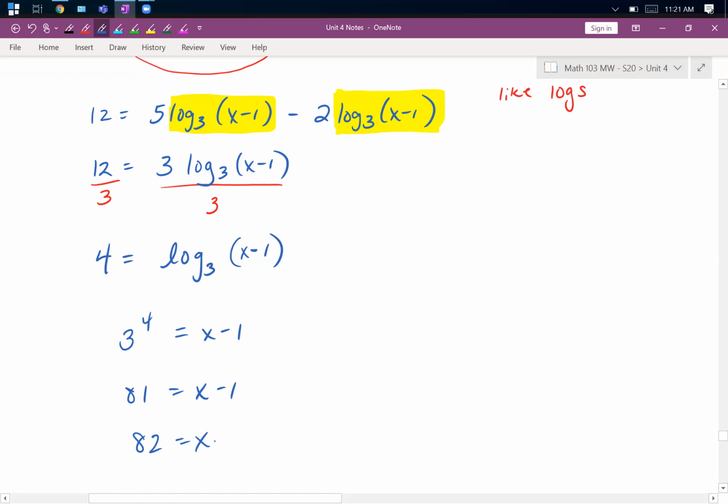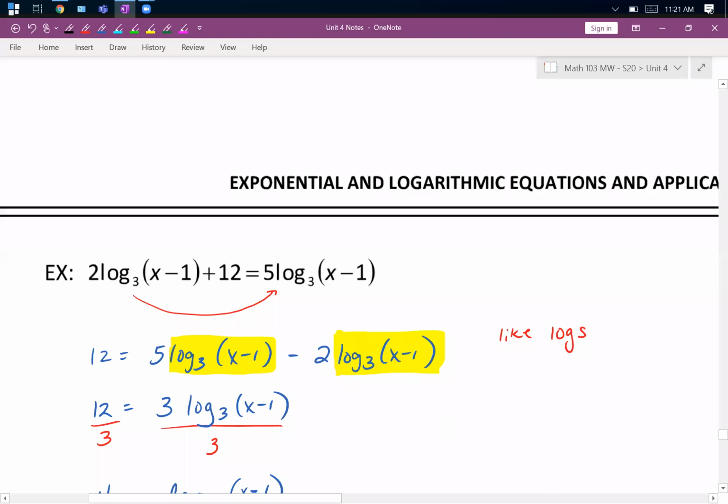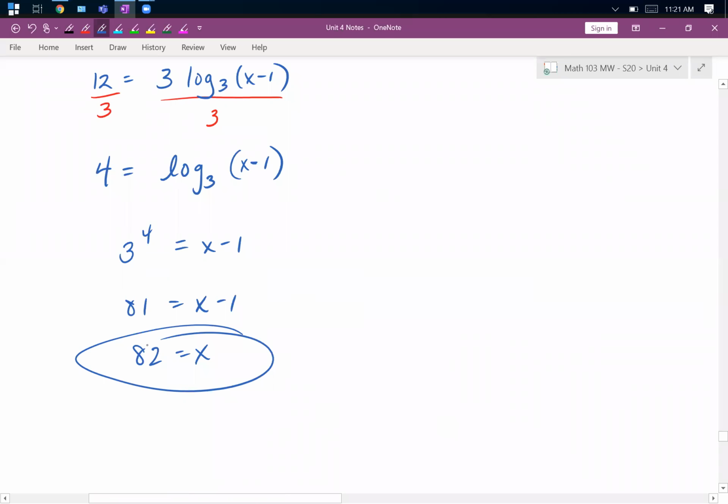Before we circle our answer and move on, we need to do a quick check and make sure that when I take 82 and plug it into my original arguments, I don't get a negative or a 0, and I don't. So this is a good answer. Questions at all?